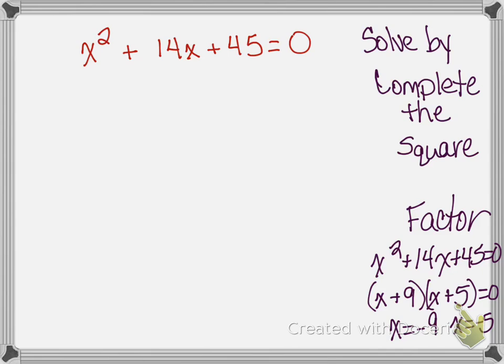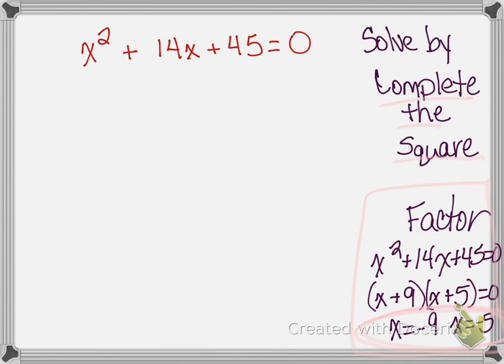This is where we're going. We know that's the answer. We've got to get negative 5 and negative 9. Those are our answers. But the directions say solve by completing the square. It's okay to factor this first in order to know where you're going. I actually would encourage you to factor this first to know where you're going.